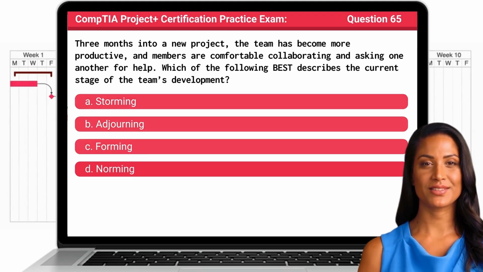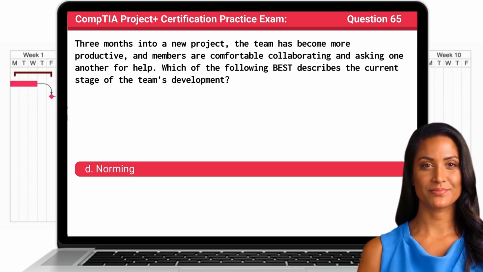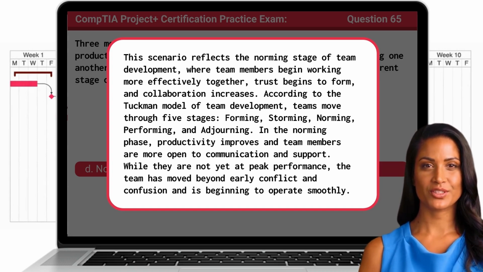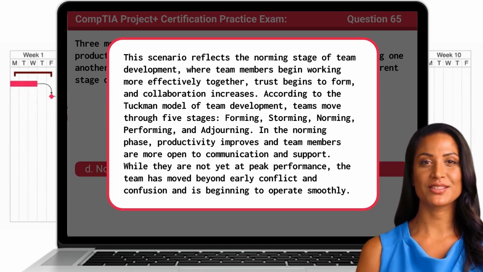The answer is D. Norming. This scenario reflects the norming stage of team development, where team members begin working more effectively together, trust begins to form, and collaboration increases. According to the Tuckman model of team development, teams move through 5 stages: forming, storming, norming, performing, and adjourning. In the norming phase, productivity improves and team members are more open to communication and support.